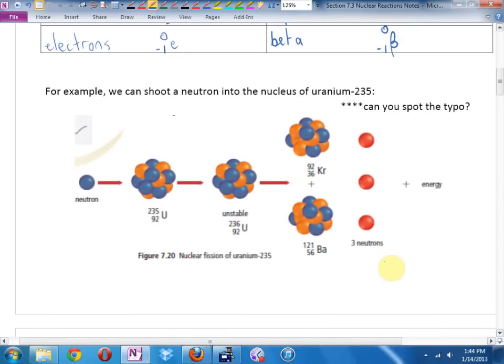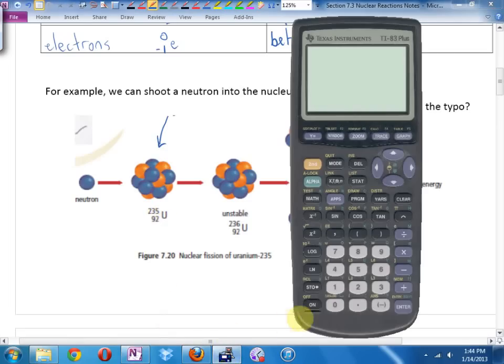So, let's split an atom. Suppose we have a great big atom of uranium-235 right there. The mass is 235. It's got 92 protons. How many neutrons does it have? Well, right now, it has 235 minus 92. It has 143 neutrons.